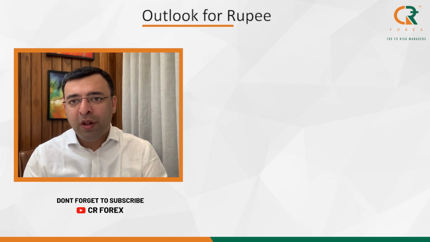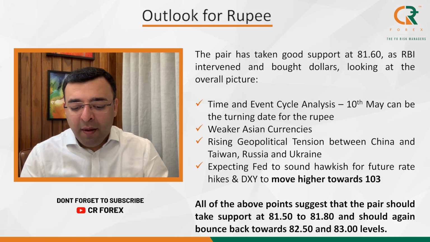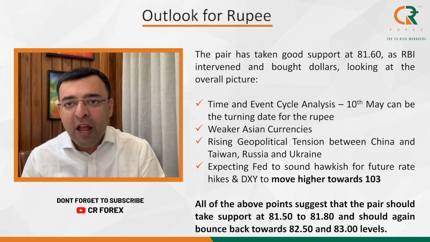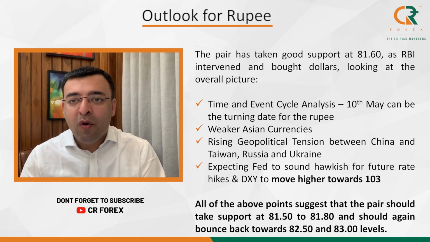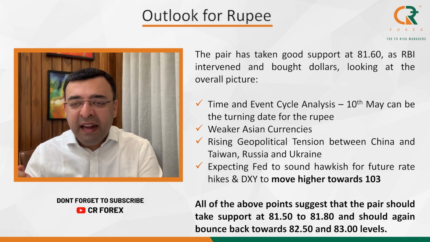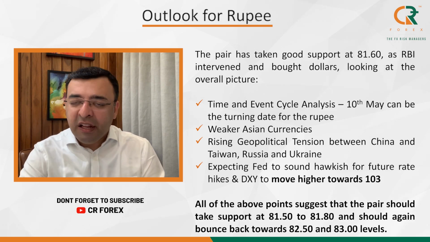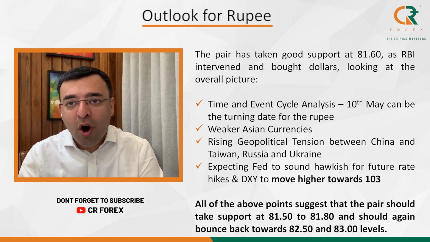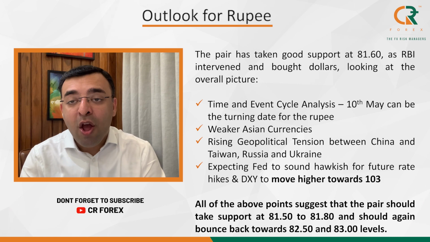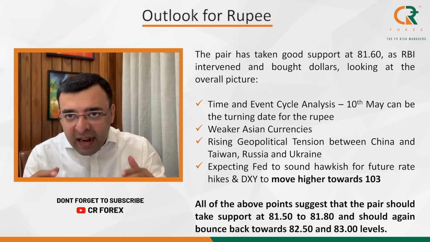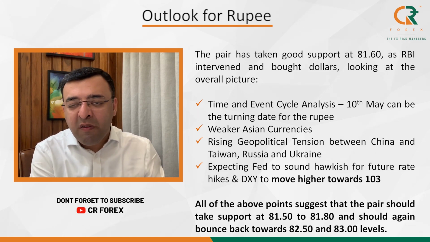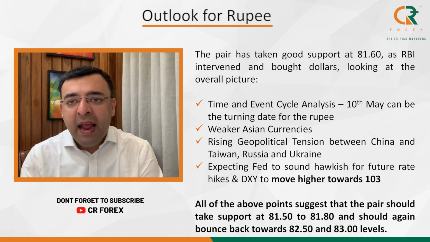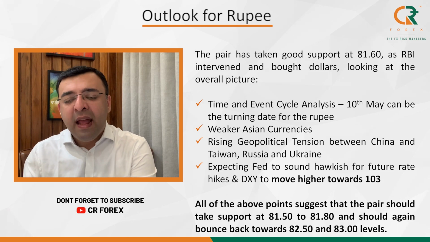Now let us conclude what is the view for the rupee. The pair has taken good support at 81.60 as the RBI has bought dollars aggressively. Looking at time and event analysis, weaker Asian currencies, rising geopolitical tension between Russia and Ukraine, China and Taiwan, and if the Fed is hawkish on its coming monetary policy, all of these are indicating that ideally the pair should take support between 81.50 and 81.80, and ideally the pair should move higher towards 82.5 to 83 levels in coming days.